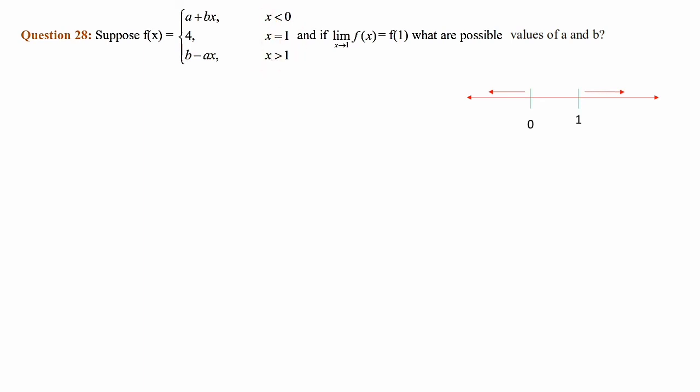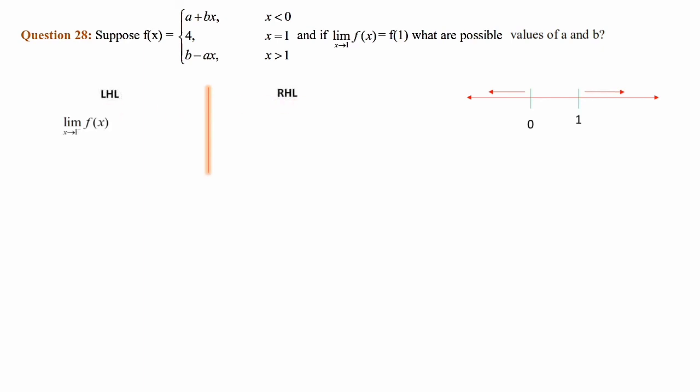Here the condition given to us is limit x tends to 1 f of x is equal to f of 1. F of 1 is quite clear here: when x is equal to 1, f of 1 is 4. So the value of the right hand side, f of 1, we know that it is 4. So here we need to find out limit x tends to 1 f of x. As before, we have to go for LHL and RHL.